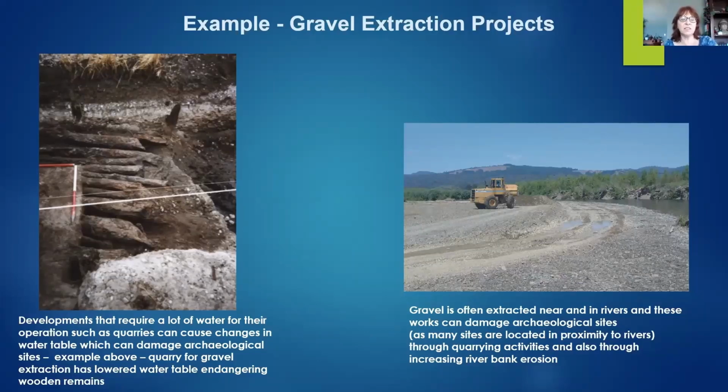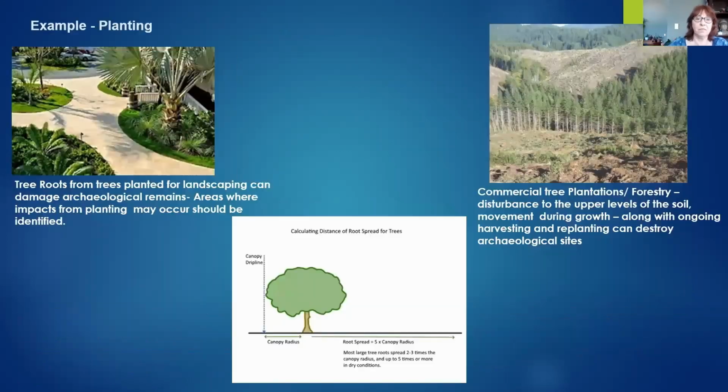So in this case, we had the upper bits of a wooden structure, a little wooden bridge that had been waterlogged up until the gravel extraction. The water from the gravel extraction reduced the water table and exposed it. And obviously, if it had been waterlogged, the removal of that environment could destroy the find.